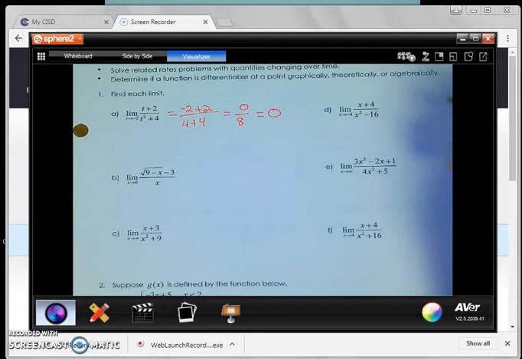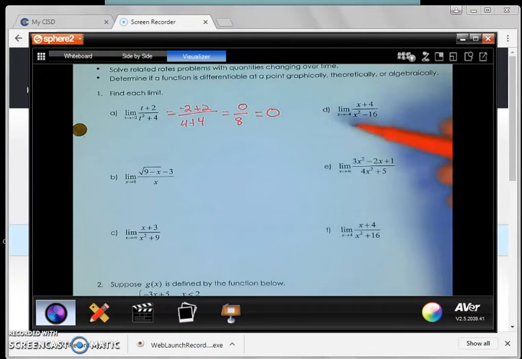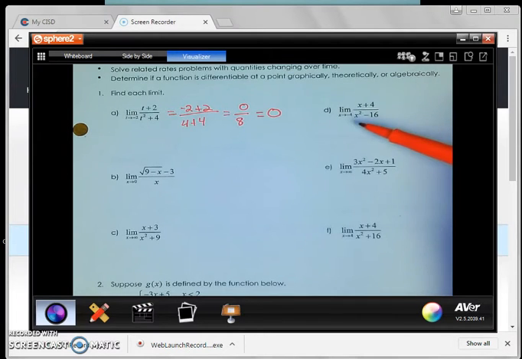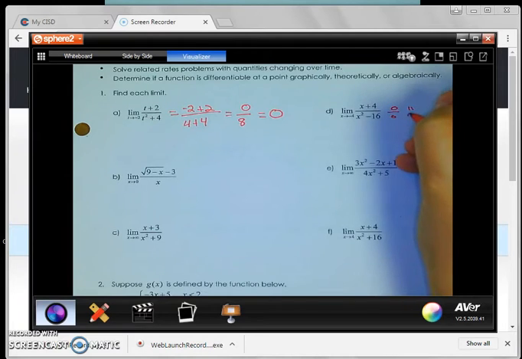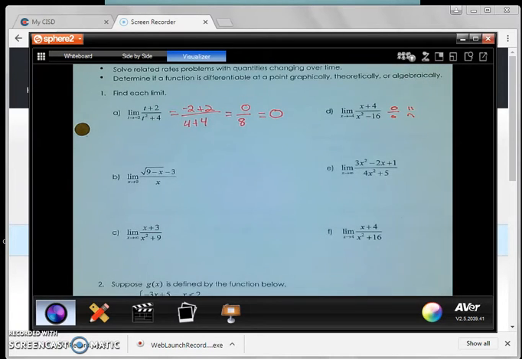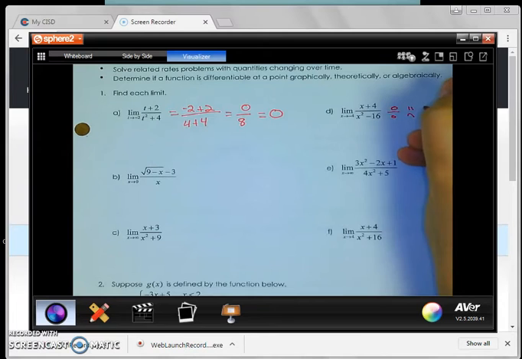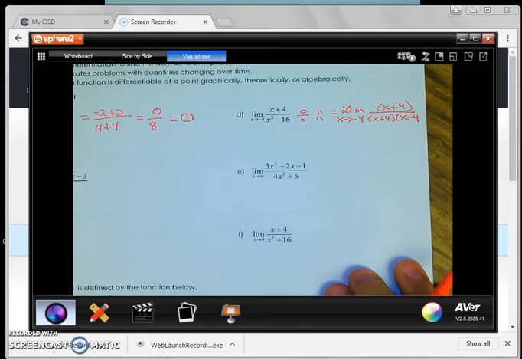Next we have this case. If I plugged in -4, I'd end up with 0 over 0. That makes me sad, so I need to do something else. In this case, I'm going to factor. This is equivalent to the limit as x approaches -4, and the numerator I just leave alone, but the denominator can be factored into x plus 4 and x minus 4. Let me scooch that over, sorry.